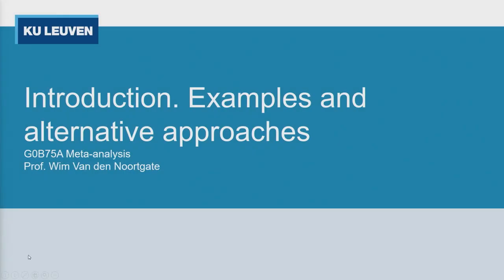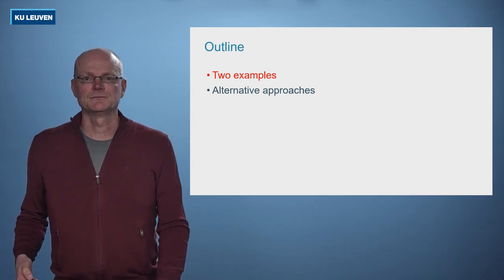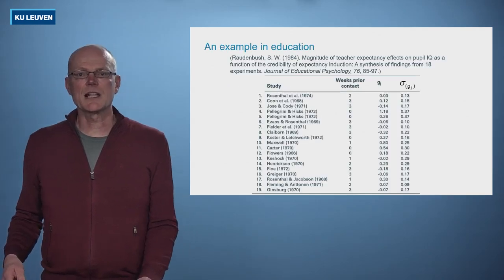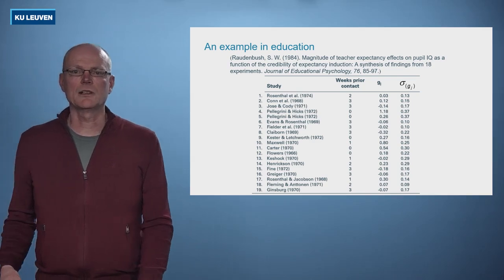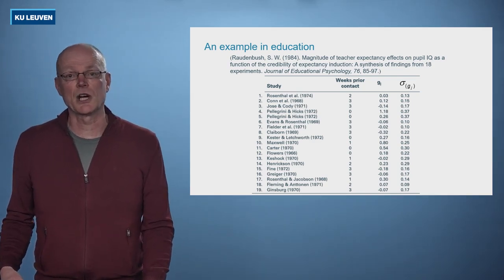In the first part of the introduction, we looked at the principles of meta-analysis. Let's look now at some examples and alternatives. First, we look at two examples. First, an example in education. Let's look at a meta-analysis that was done already in 1984 by Stefan Raudenbusch.